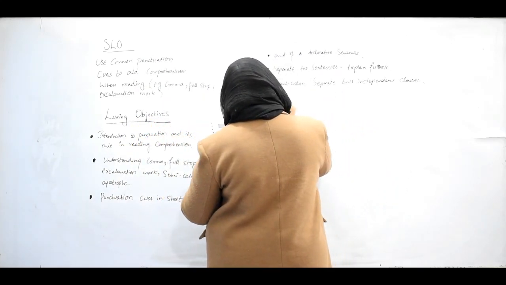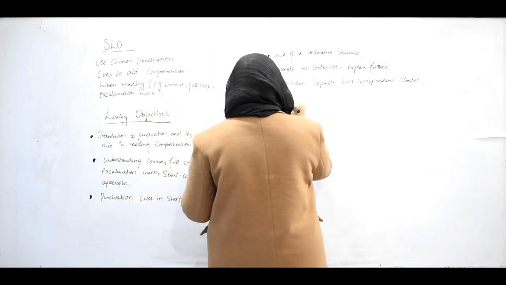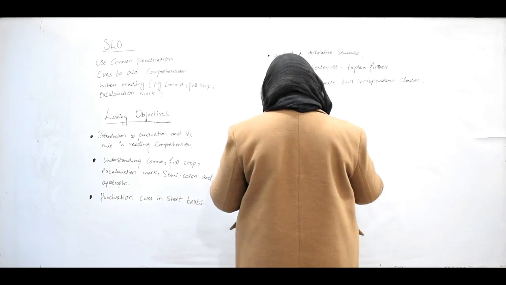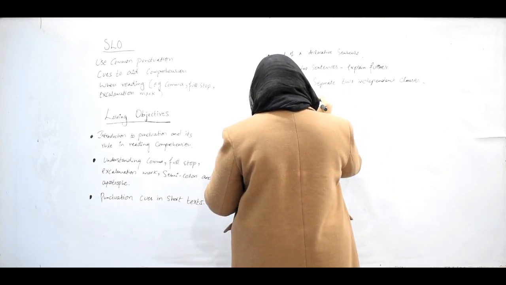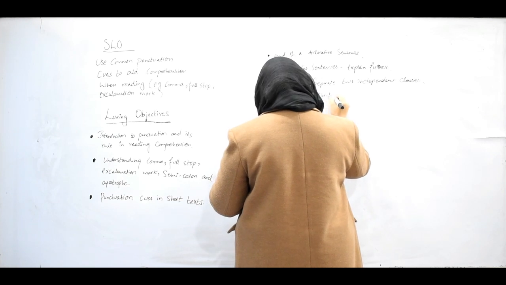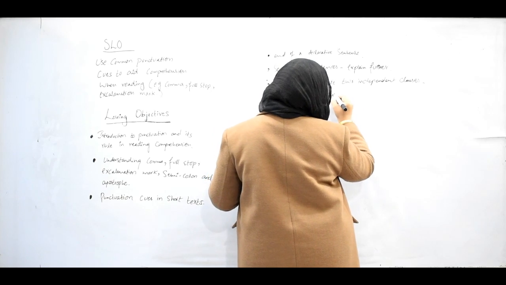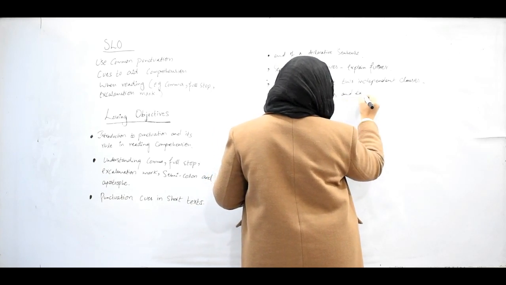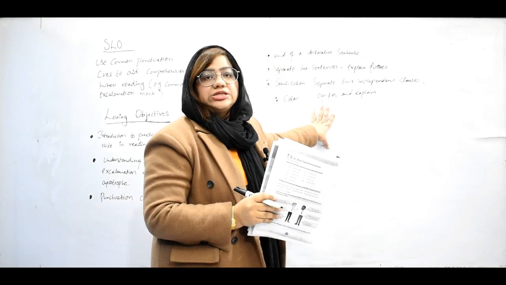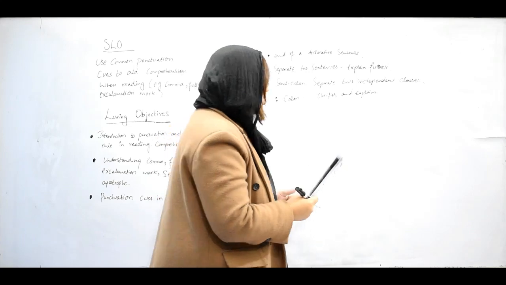Now, there is this mark. What is this mark called? This mark is called a colon. A colon clarifies and explains more about anything that you have written.